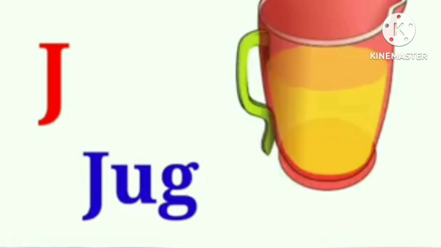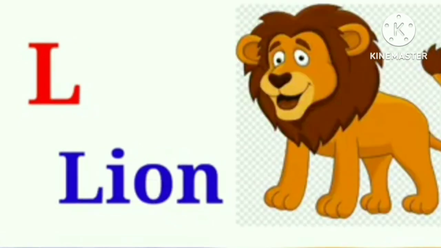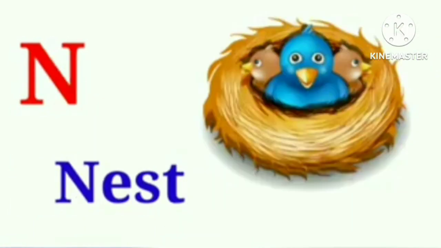I for ice cream. J for jug. K for kite. L for lion. M for mango. N for nest. O for ox.